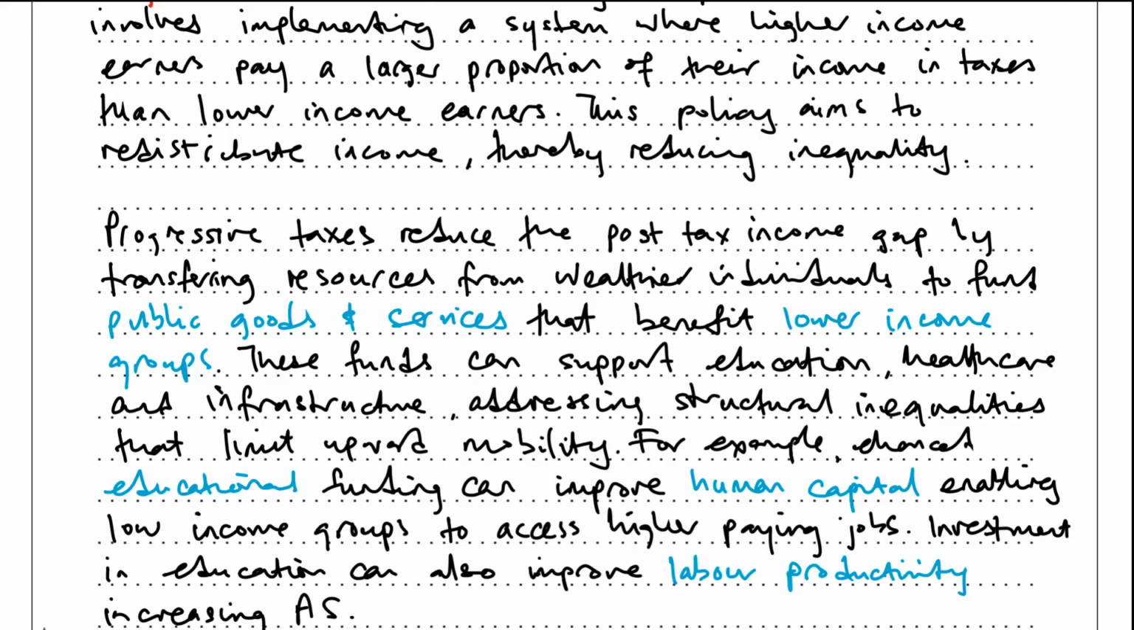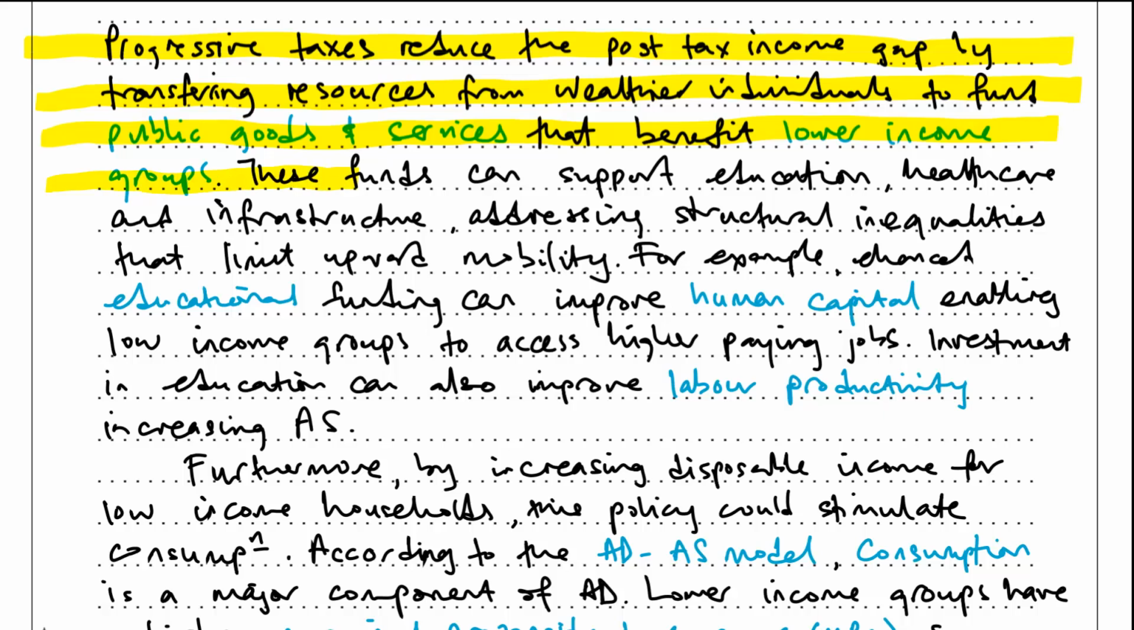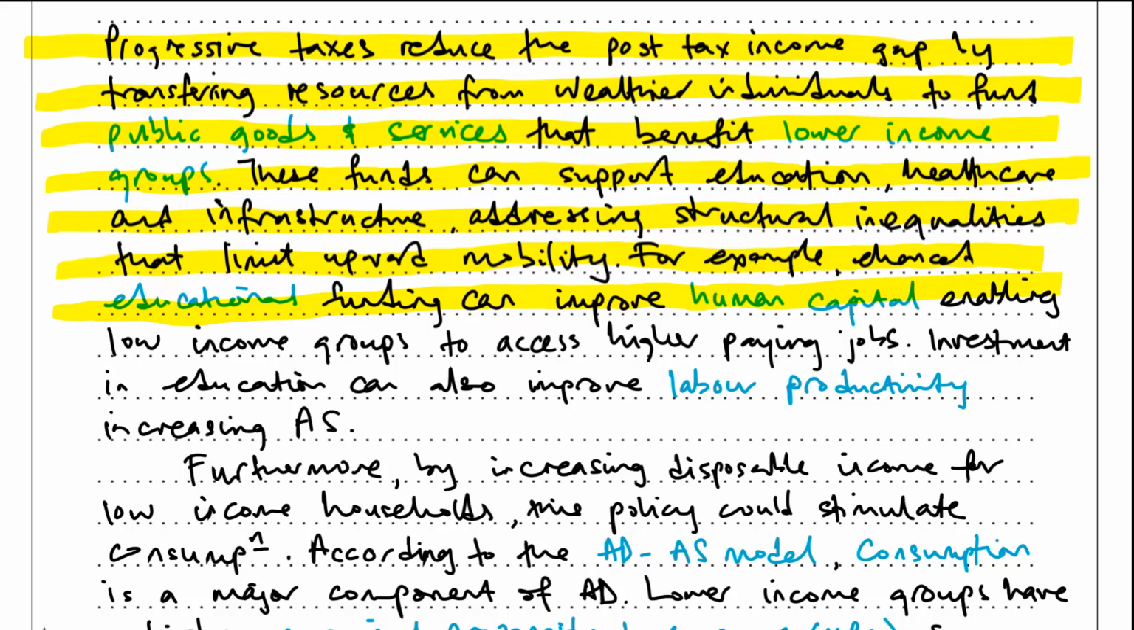Okay, so let's see what else I've got written down here. Progressive taxes reduce the post-tax income gap by transferring resources from wealthier individuals to fund public goods and services that benefit lower income groups. These funds can support education, healthcare, and infrastructure, addressing structural inequalities that limit upward mobility. For example, enhanced educational funding can improve human capital, enabling low-income groups to access higher-paying jobs. Investment in education can also improve labor productivity, increasing aggregate supply.